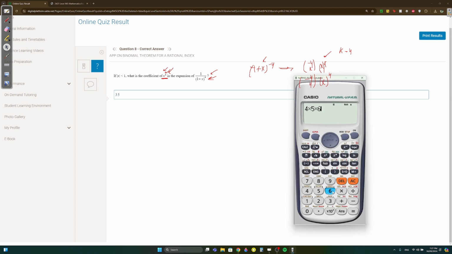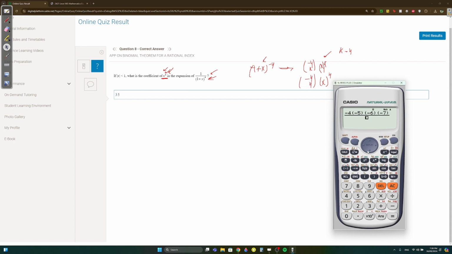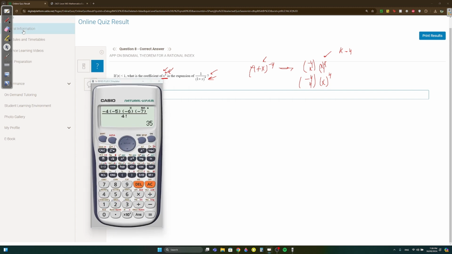4 times 5 times 6 times 7. I'll do it for you. Minus 4, minus 5, minus 6, minus 7. 4 terms, right? Because we want C4 over 4 factorial. So you get 35 x to the 4.